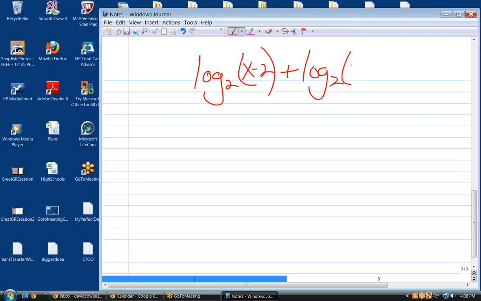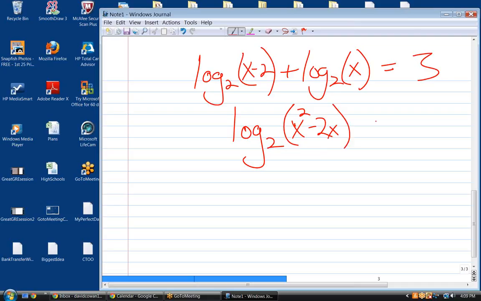Plus the log base 2 of what? Plus log base 2 of x equals 3. In this problem, what am I going to do as my first step? Aren't you going to want to compress into a logarithm? Good. So what's the resultant of that compression? It'd be x minus 2 times x equals 3. I'll go ahead and multiply them together.